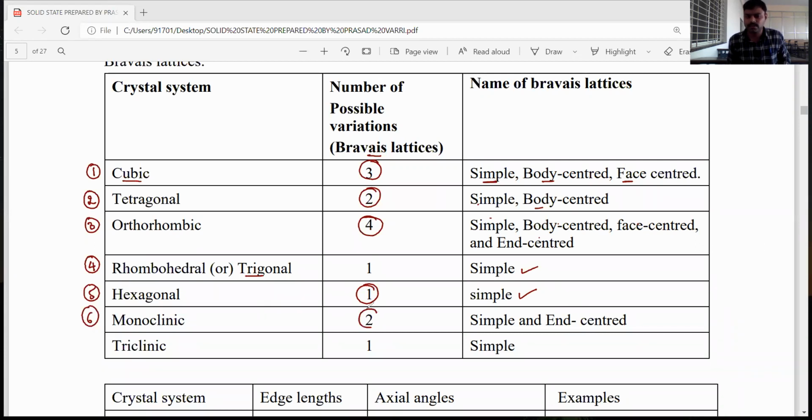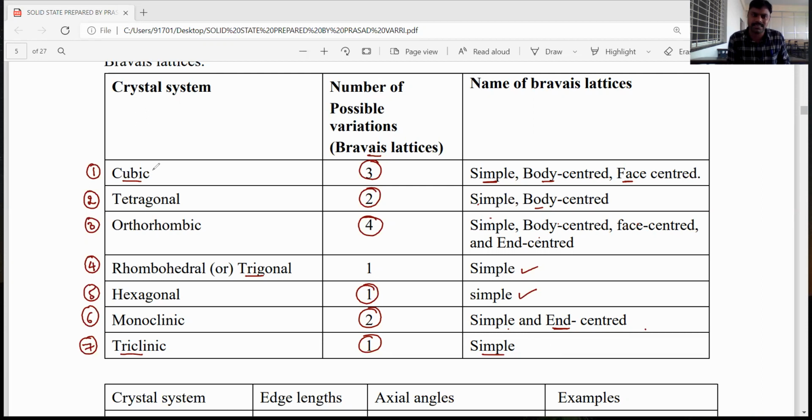There are 2 types of Bravais lattices present. One is simple monoclinic unit cell. The second one is end-centered monoclinic unit cell. And the 7th one is triclinic crystal system. The triclinic crystal system contains only 1 type of unit cell, that is simple triclinic unit cell. After that you have to add this name, triclinic unit cell. Monoclinic, there are 2 unit cells present, simple monoclinic unit cell and end-centered monoclinic unit cell.